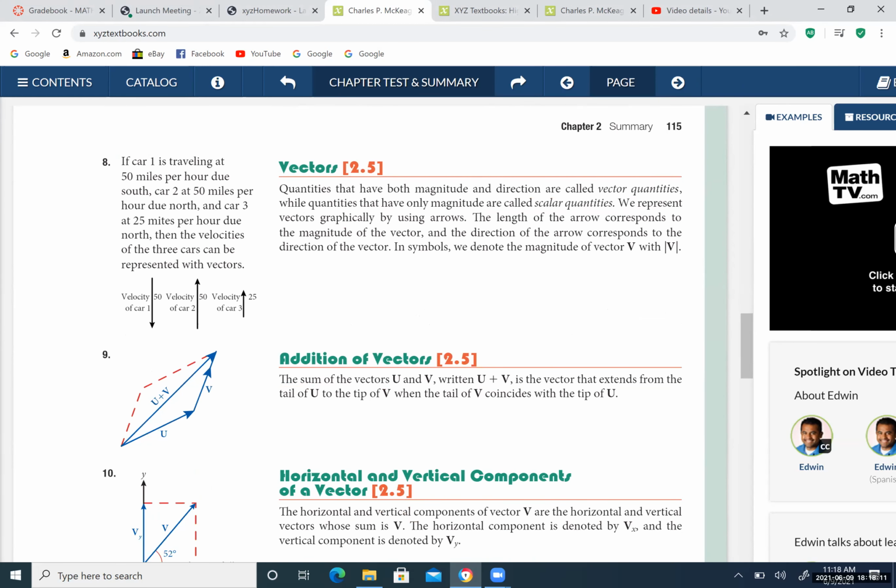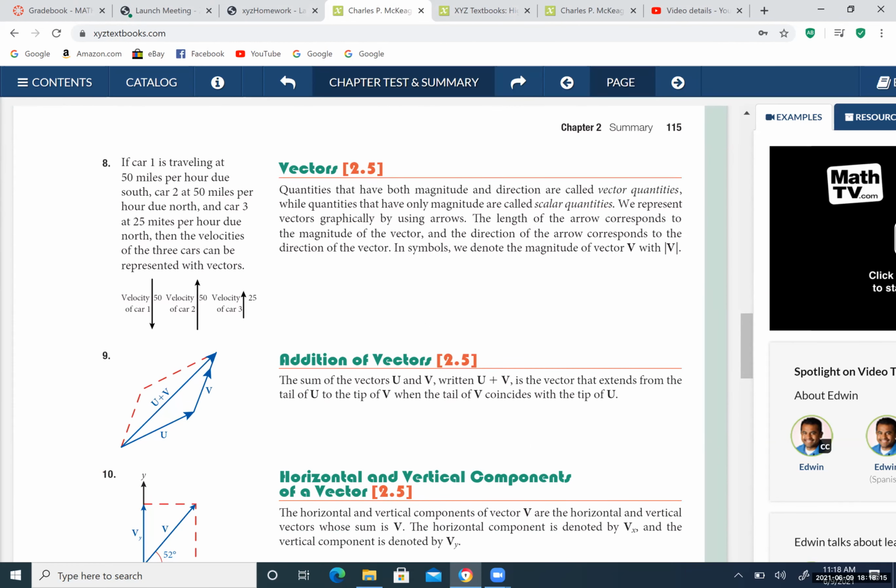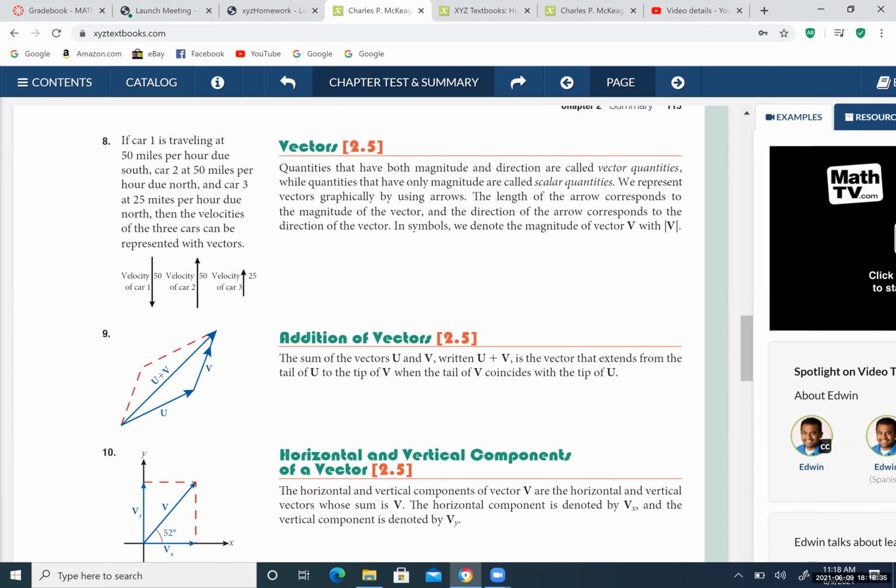Oh yeah, that's why I said, let me see. Section 2.5 is about vectors. A vector relates to direction as well. But here they change to different letters, capital U and V. U and V mostly apply to vectors. When you take a higher math class, you will see this capital V and capital U a lot.